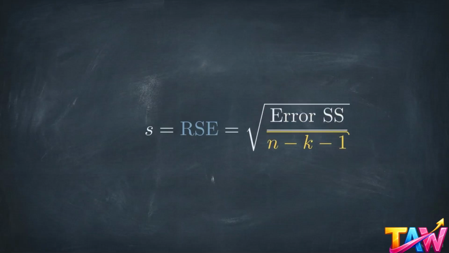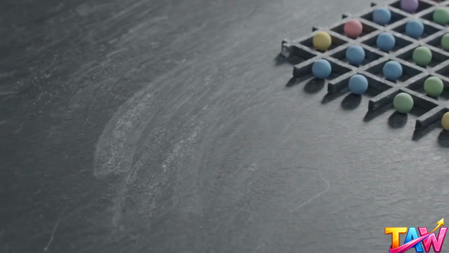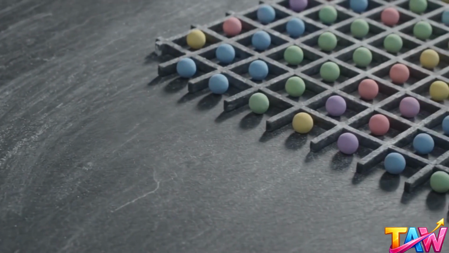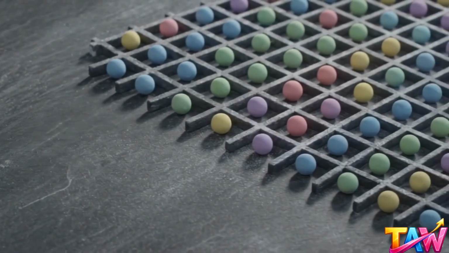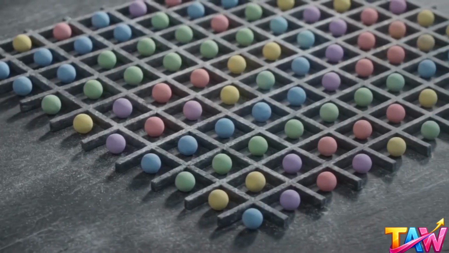Notice the critical division here. We divide the error sum of squares by n-k-1 rather than n, adjusting for the parameters we've estimated. This mathematical partitioning proves exactly how much chaos the model has successfully organized. It establishes an absolute baseline for its overall utility.